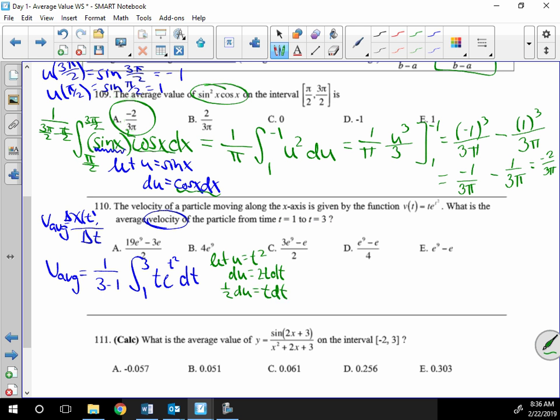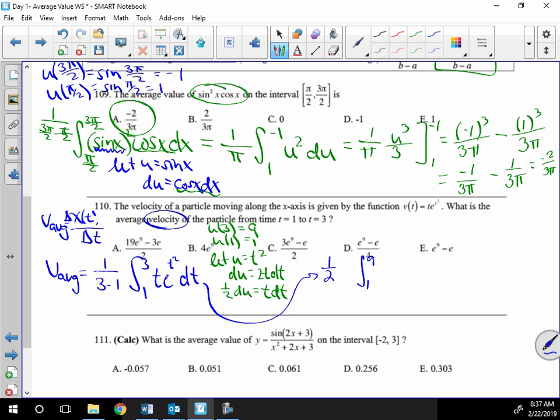All right, and we have to change our bounds. We do that up here. So u of 3 and u of 1. All right, so u of 3 would be 3 squared, or 9. u of 1 would just be 1. Okay, so let's go and rewrite this. 1 over 3 minus 1 would be 1 half. Okay, so now let's go ahead and deal with changing this all into u. So we've got now our new bounds are 1 to 9.